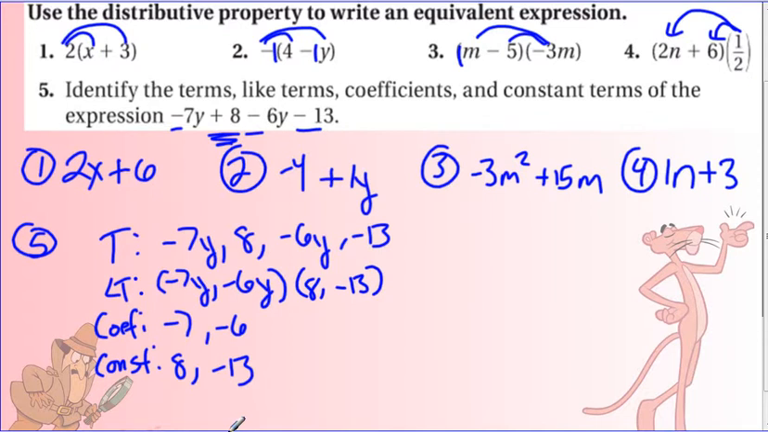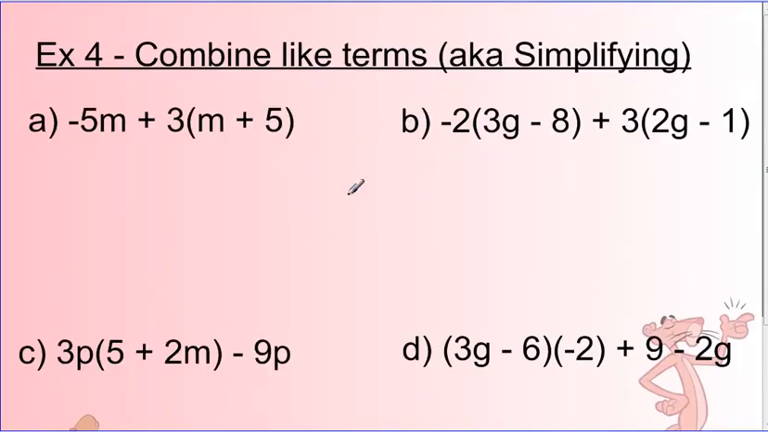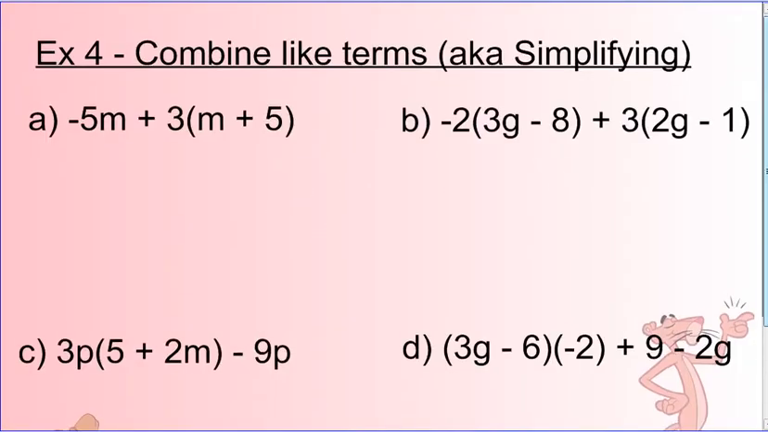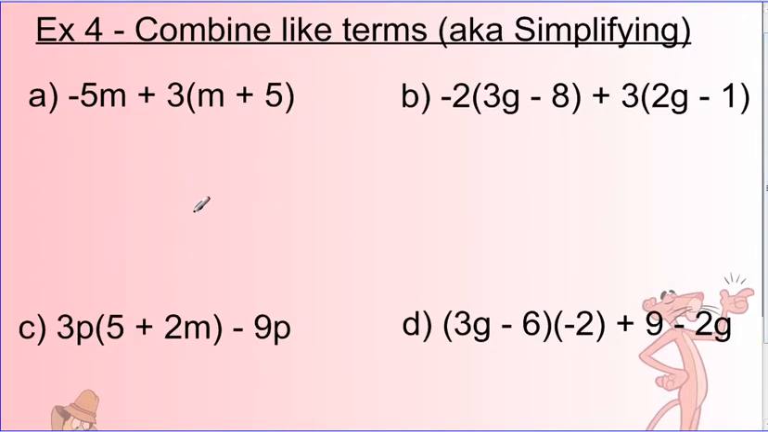All right, so we've distributed, we've found our terms, like terms, coefficients, constants. The next and last topic of the lesson is simplifying. You go, great, simplifying, that sounds easy. Well, not as much sometimes. It's not hard. The trick to simplifying is identifying the like terms, knowing which stuff you're actually allowed to add or subtract together, and the rest is easy.